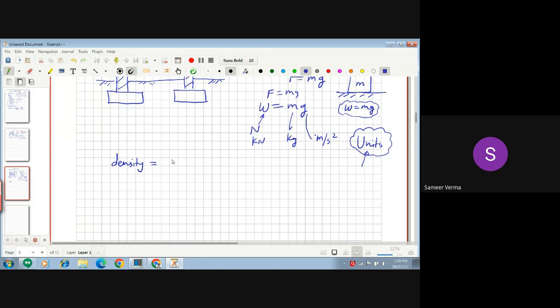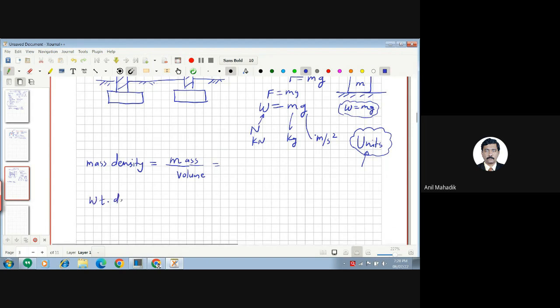Generally, density is nothing but mass upon volume. There are two types of density. One is the mass density, which is mass upon volume. The second density can be used to calculate the weight. That is weight density. What is weight density? Weight upon volume. And you know that weight is nothing but mass into acceleration.